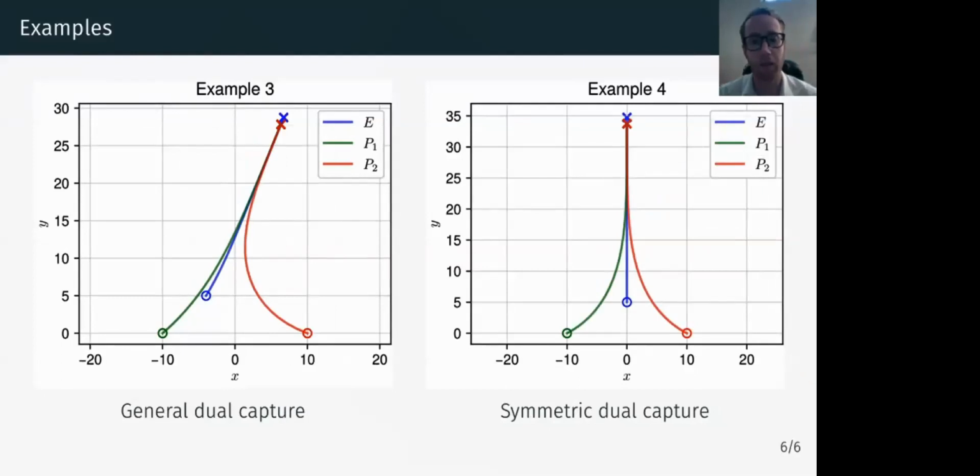The third is a general case of dual capture wherein all 3 paths are curved. Finally, the fourth is a special case of dual capture wherein E's path is straight. This only happens when E starts on the bisector of the pursuers.